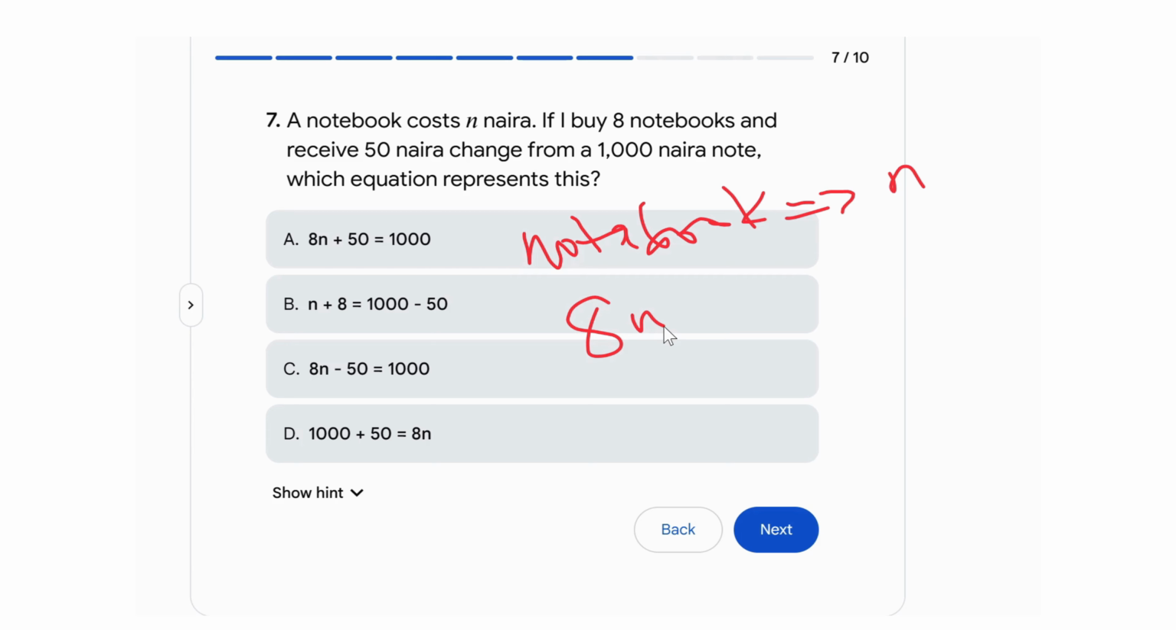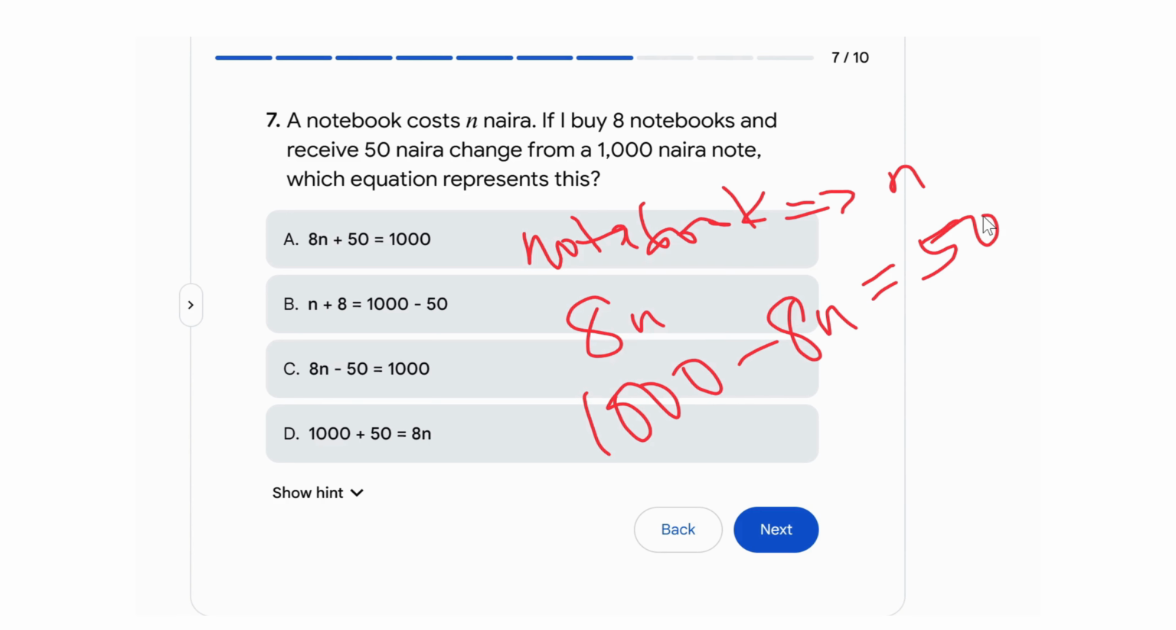Now what you pay is 8N, and then you receive 50 Naira change from 1,000 Naira. So you paid 1,000 Naira, minus the value of those notebooks, and then you get the change of 50 Naira. I receive 50 Naira change. It's 1,000 plus 50 equals 8N. No, 8N minus 50 equals 1,000. What's the change? I receive 50 Naira change. You can see the answer here.